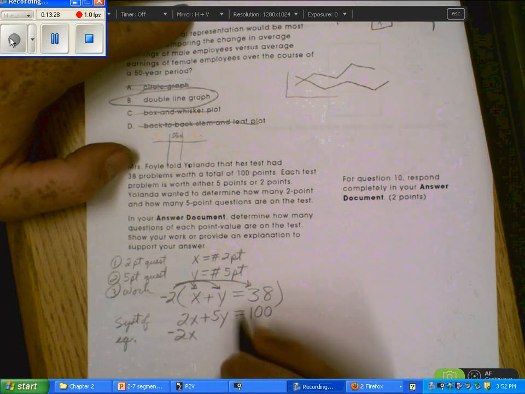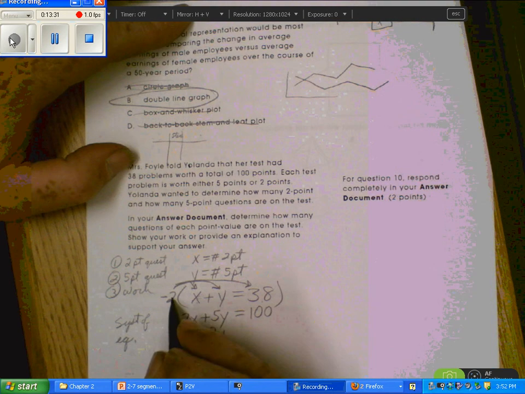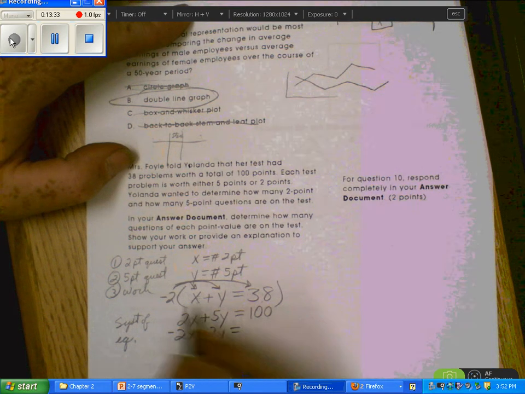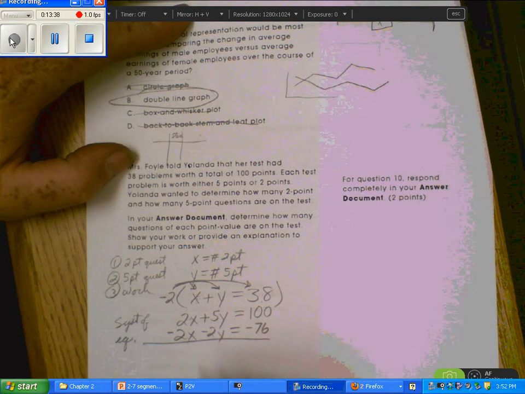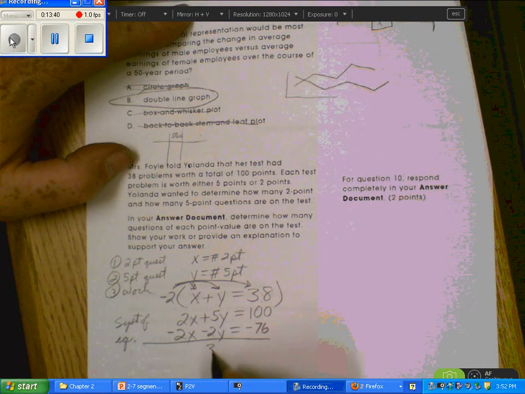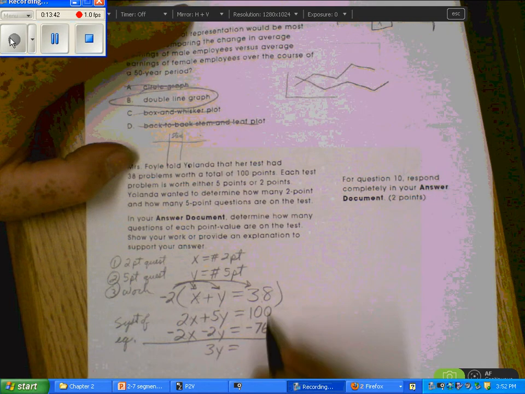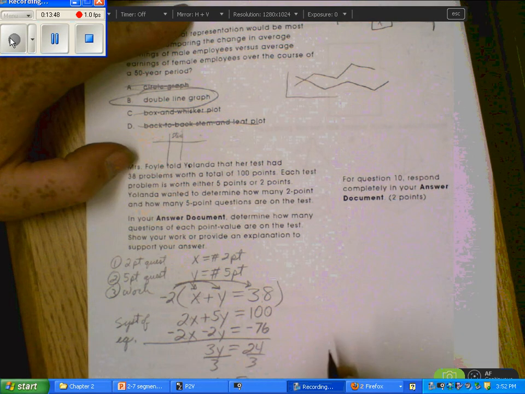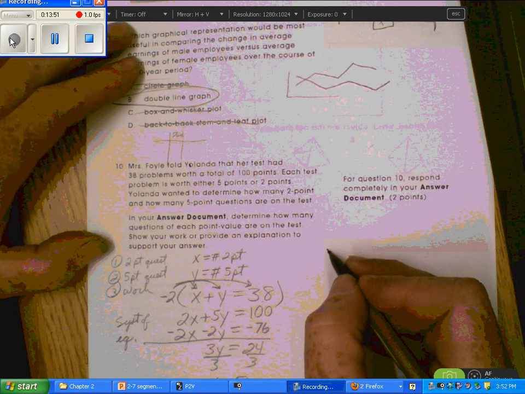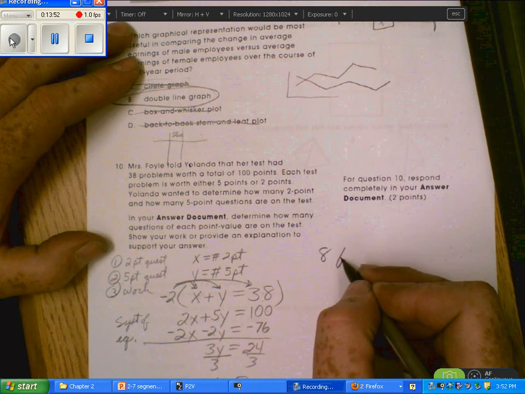-2 times y is -2y. -2 times 38 is -76. And we just add the columns straight down. The x's cancel out. The y's, you end up with 3y. Here you end up with 24. Divide both sides by 3. You end up with y equals 8. Well, y is the number of 5-point questions, so there's 8 5-point questions.